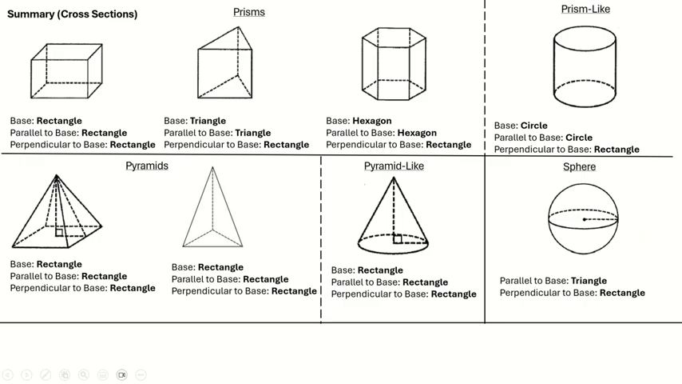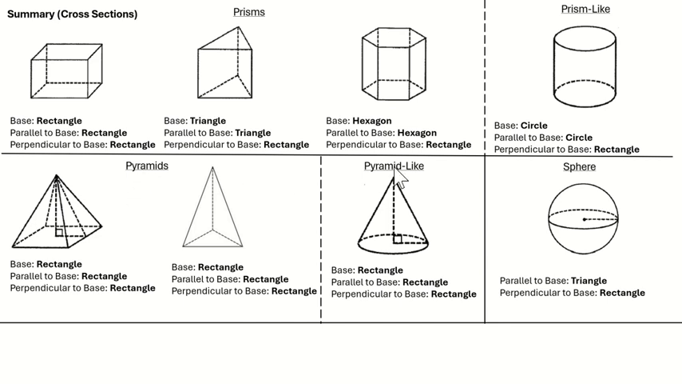So let's summarize. We have here prisms and prism-like objects. Remember, this is not a prism, but it's a prism-like object because it has the two identical bases on either end, like this, right? Notice that if I slice parallel to the base, it's the same shape as the base. Rectangle, rectangle, triangle, triangle, hexagon, hexagon. Same thing here. If I slice parallel to the base, circle, circle. If I slice perpendicular to the base, it's always going to be a rectangle for a prism or prism-like object.